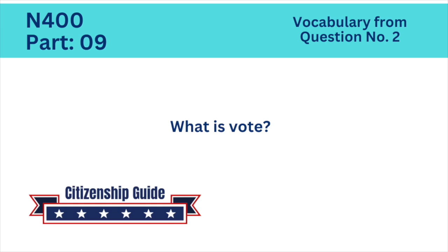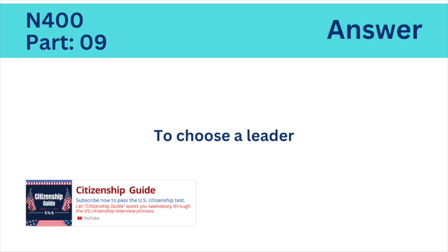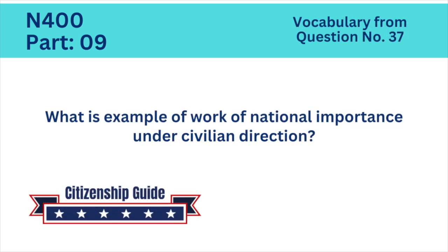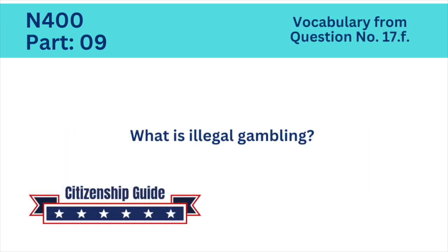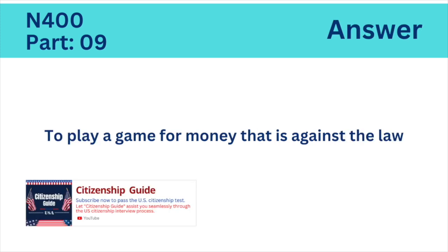What is vote? To choose a leader. What is example of work of national importance under civilian direction? Helping the Red Cross after an earthquake. What is illegal gambling? To play a game for money. That is against the law.